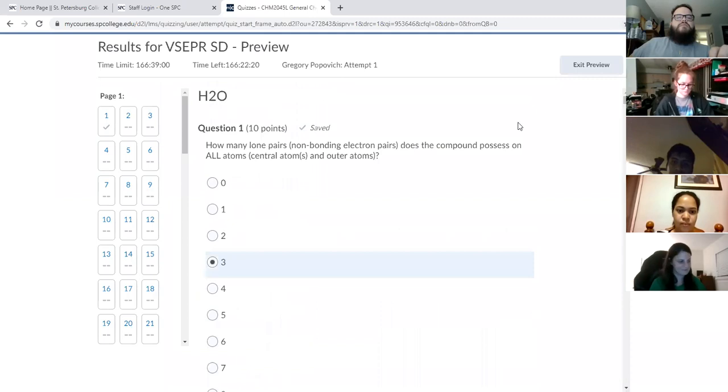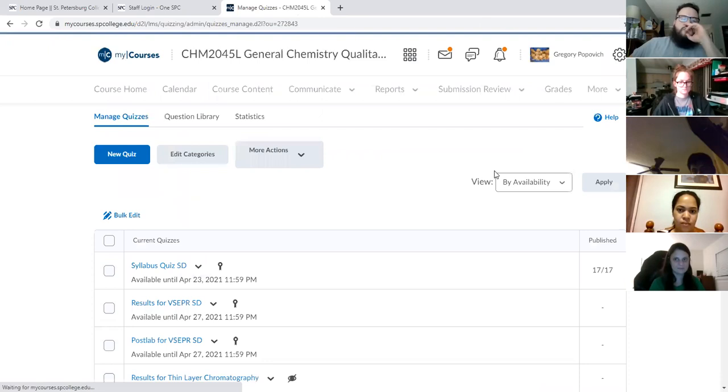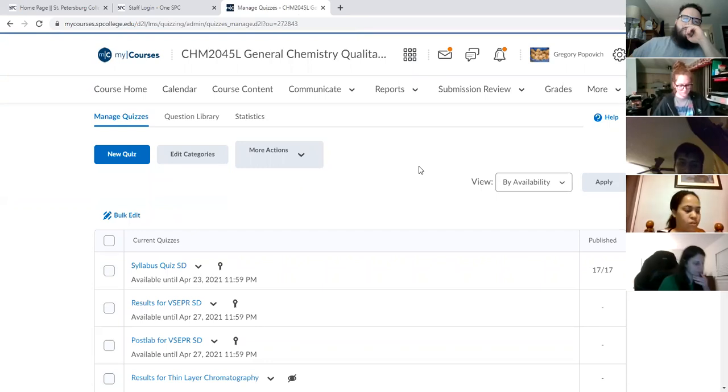Post lab. Just a quick question before I forget. So what was the A for and the AX? A is the center atom. It's the center atom that's associated with that. And the E is the lone pairs, the number of lone pair electrons on the center atom.